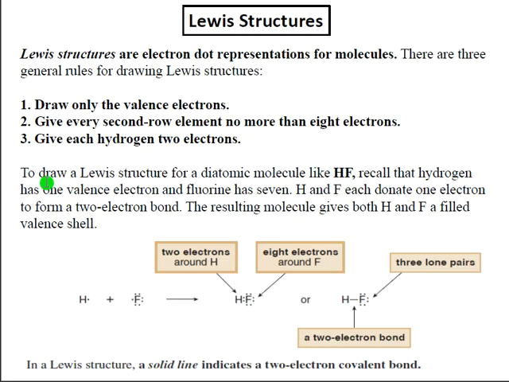Recall that hydrogen has 1 valence electron. That means the hydrogen has 1 electron in the outer shell, and the fluorine has 7 electrons in the outer shell, the valence electrons. Hydrogen and fluorine each donate, that means share, electrons. Okay, not transfer. If we say share, that means it is a covalent bond, not an ionic bond. Each donates 1 electron to form a 2 electron bond. The resulting molecule gives both hydrogen and fluorine a filled valence shell.